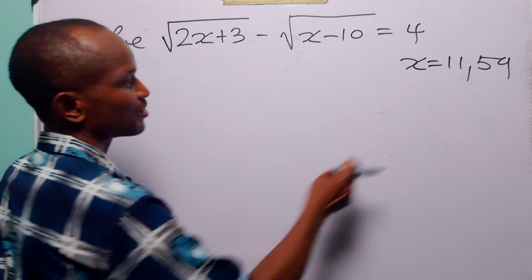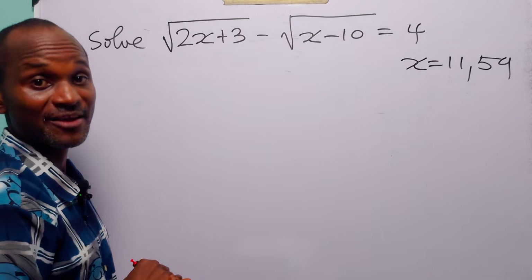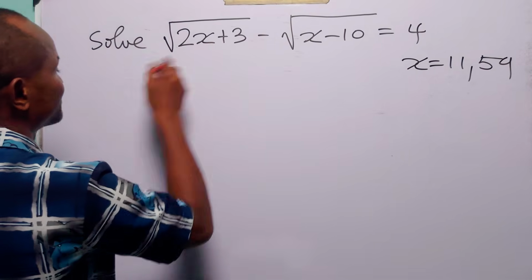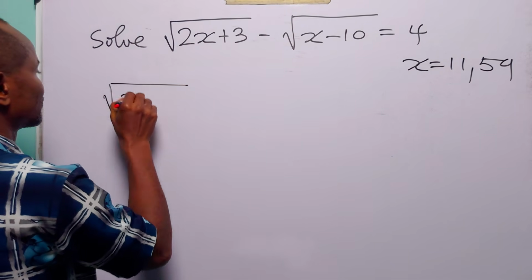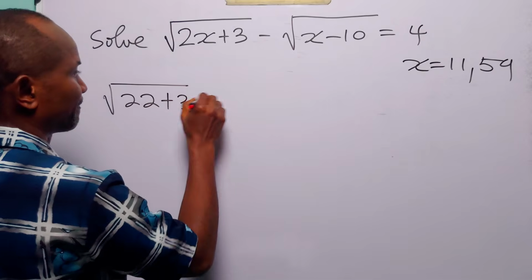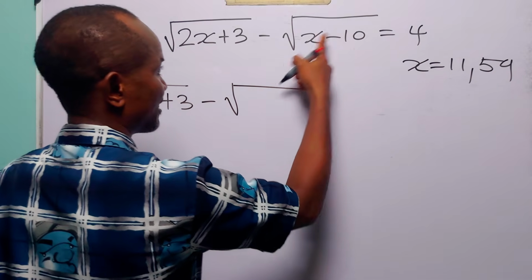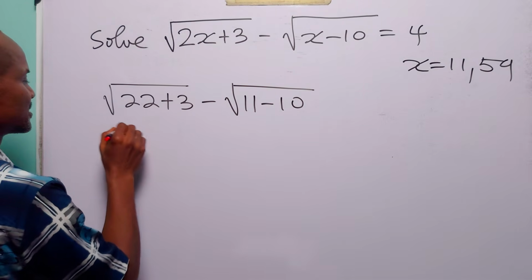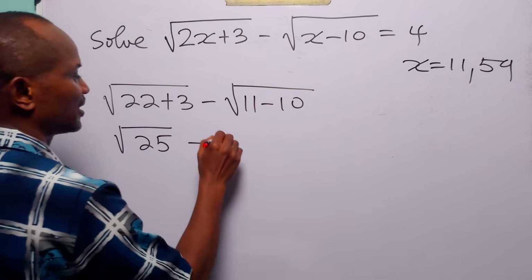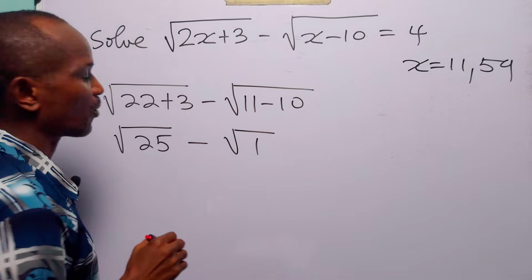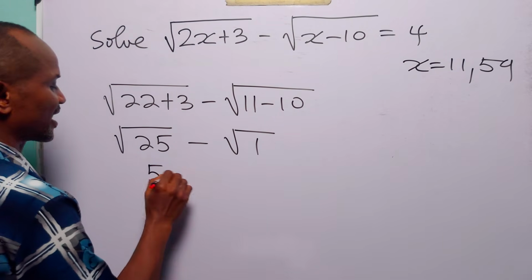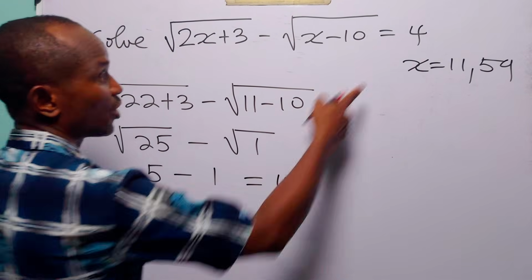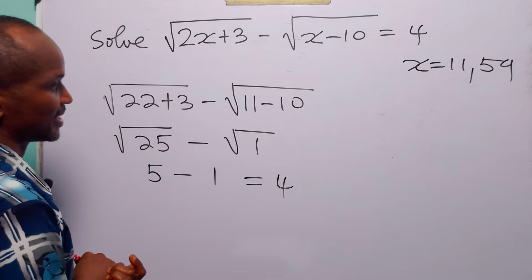Now, to check our answer, let us substitute these two values of x into the left-hand side of the original equation. When x is equal to 11, we have the square root of 2 times 11, that is 22, plus 3, minus the square root of 11 minus 10. Now, 22 plus 3 is equal to 25, and 11 minus 10 is 1. The square root of 25 is 5, and the square root of 1 is 1, and 5 minus 1 is 4, which is exactly what we have on the right-hand side.